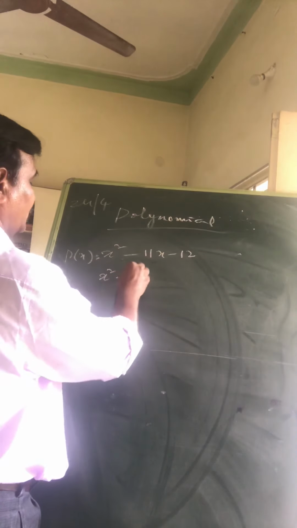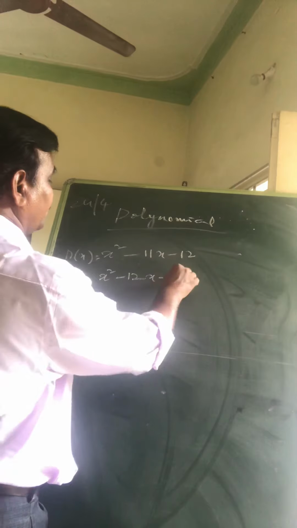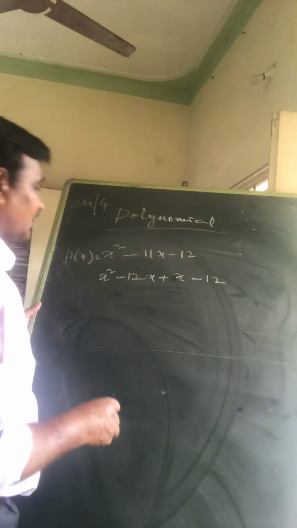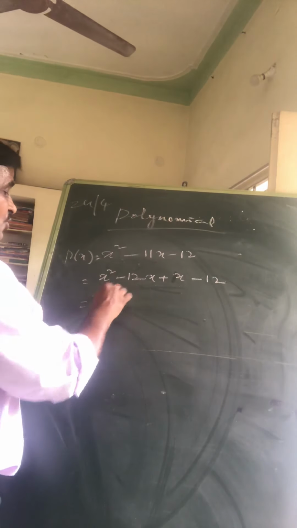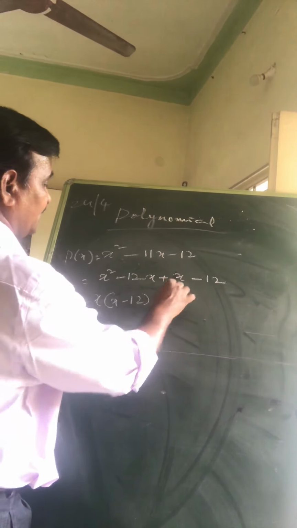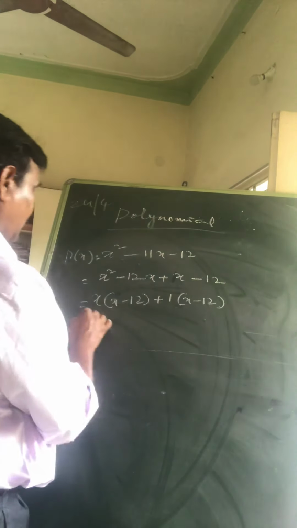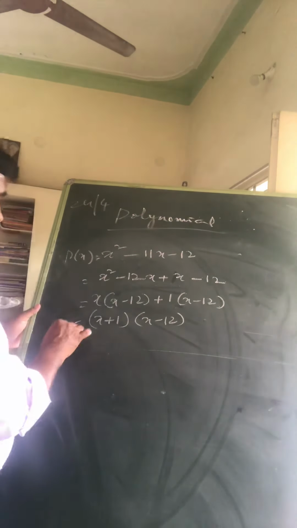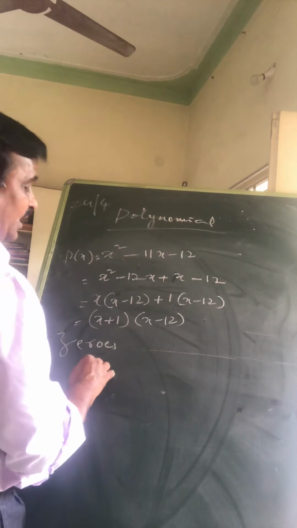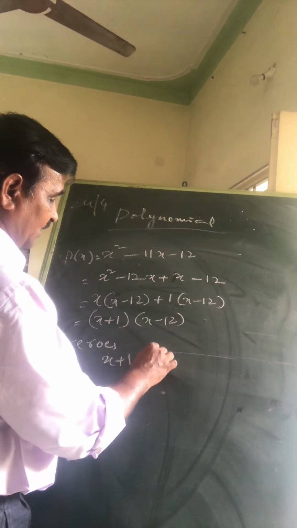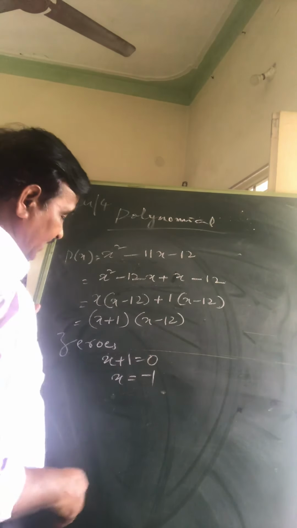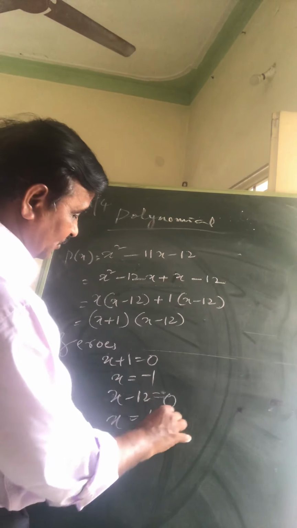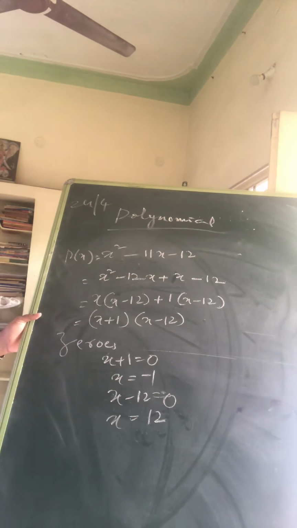Okay. Now first we can find the zeros. x square minus 12x plus x minus 12 is equal to x is common, x minus 12, plus 1 is common, x minus 12, that is (x plus 1)(x minus 12). Then the zeros are x plus 1 equal to 0, so x is equal to minus 1, and x minus 12 equal to 0, so x is equal to 12.